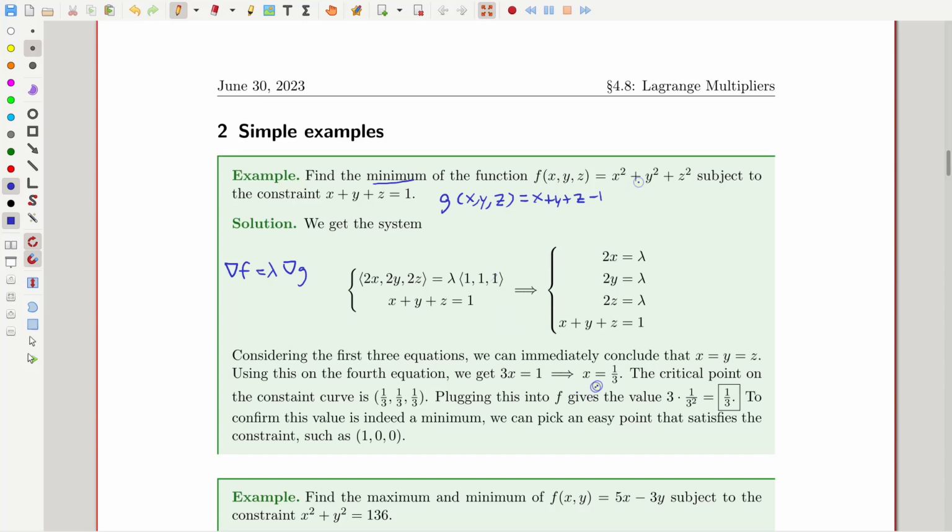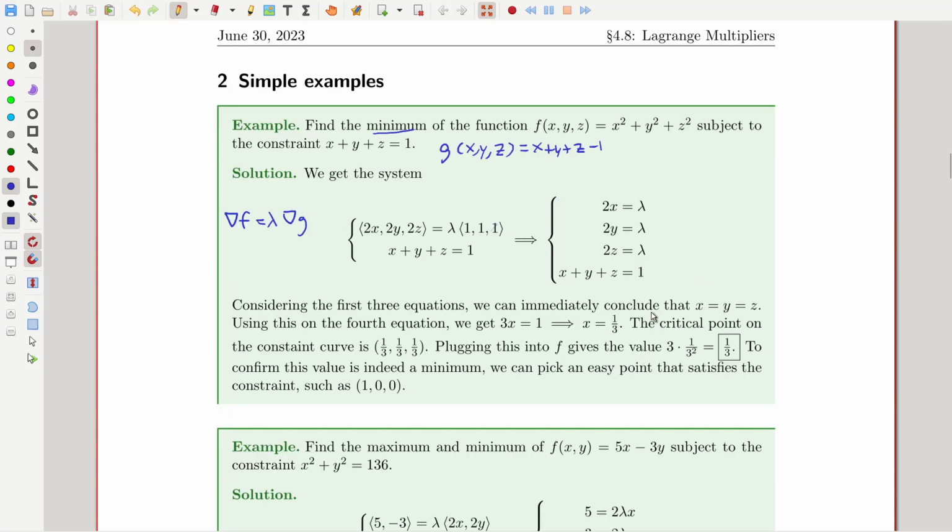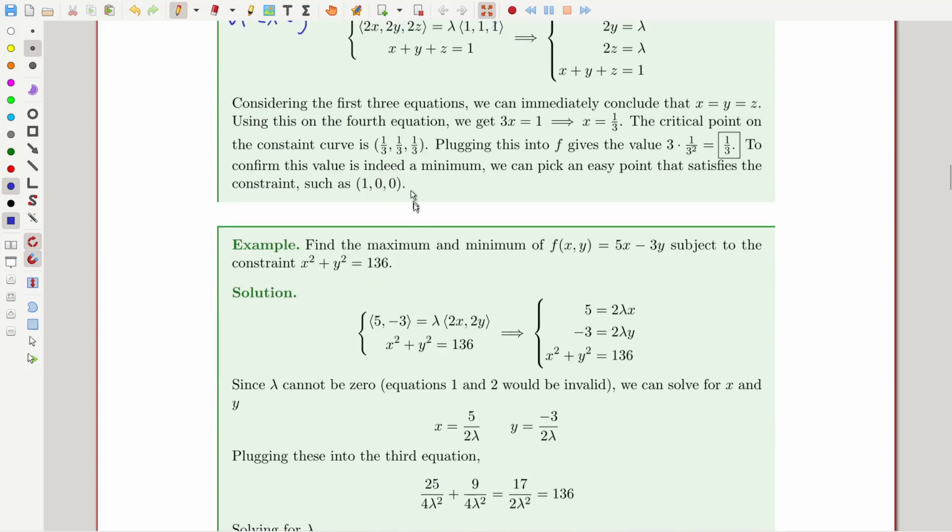So what we do instead, in order to verify that it's a minimum, is we just grab any point on the constraint curve, and we plug it in and make sure that this is indeed a minimum. So an easy point to plug is 1, 0, 0. Plug that into here, you get the value 1, and certainly 1/3 is less than 1. So that shows that, yes, 1/3 is actually a minimum for the function. Okay, that's a pretty easy example.